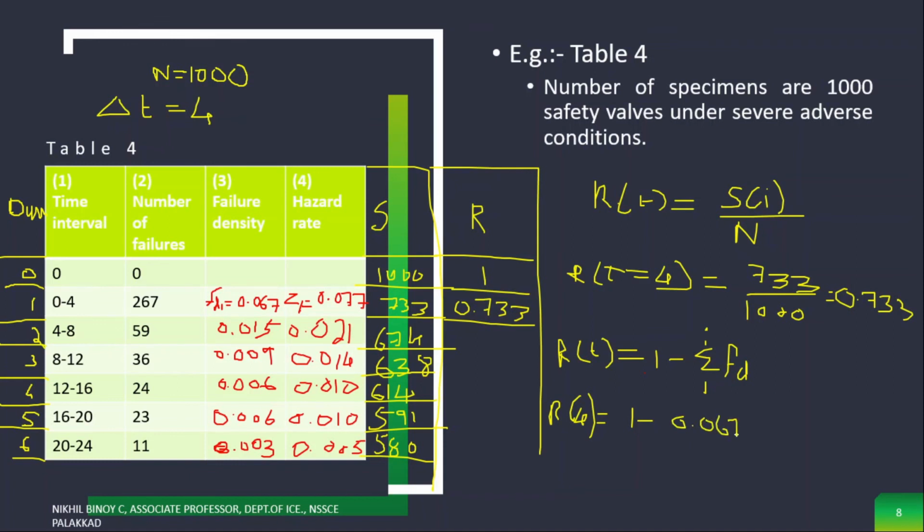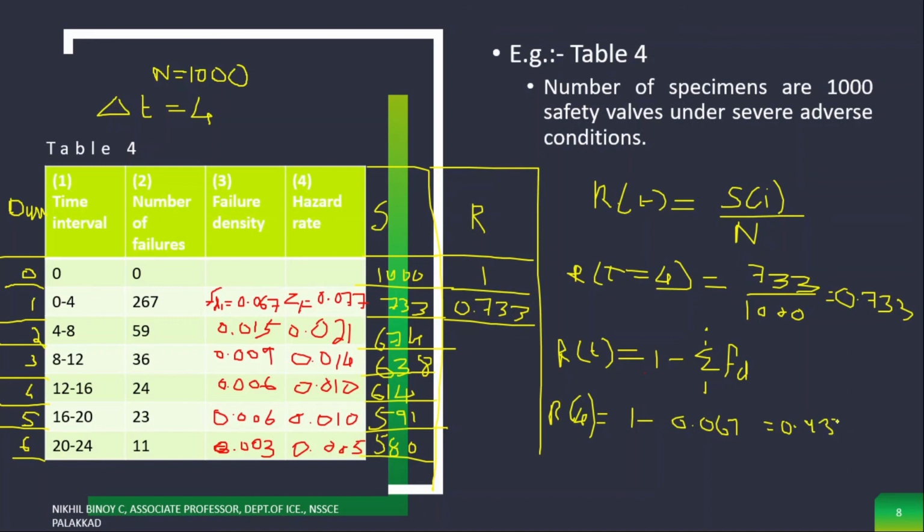Okay, I am using a wrong equation, but first I am going to show this one. 1 minus 0.067 equals what? Why am I considering only FD1? Because this one corresponds to the first duration. For the first duration, I means 1. So sigma 1 to 1 FD means only one entry. So 1 minus 0.067 equals 0.933.